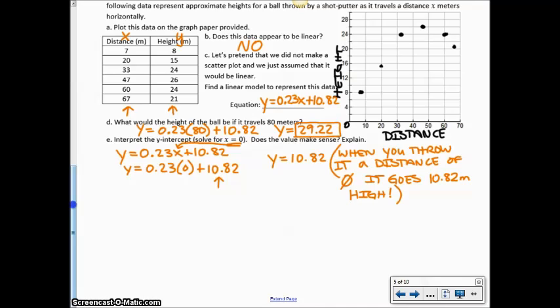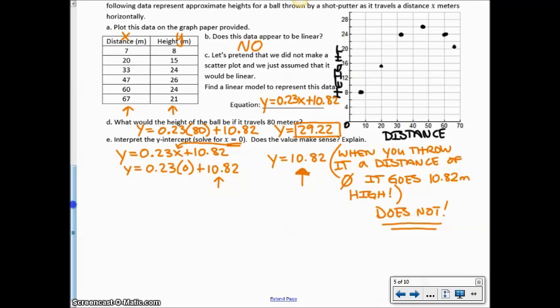Okay, so does that make sense? You have to think about it. 10.82 meters is a good bit. So it doesn't make sense for that to happen because this is not really a linear model. You got to remember that. It's an exponential. So we treated it like it was a linear model, and since this does not make sense, then we know that this is not a good fit. So no, it does not. Does not make sense, so we know that it's not a linear model.